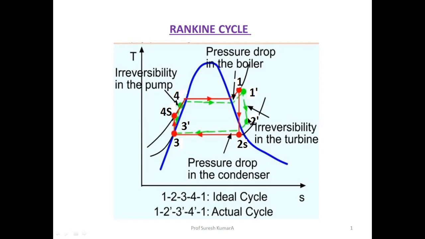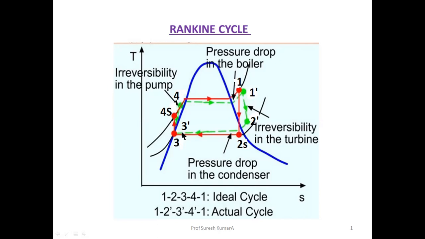It is quite possible because of the irreversibility of the process. Then 2 to 3 dash, it will condense in the same fashion. Here also, the 3 dash will be a little bit above the 3, because it follows the condenser, a different condenser pressure line, so it will be slightly above that.